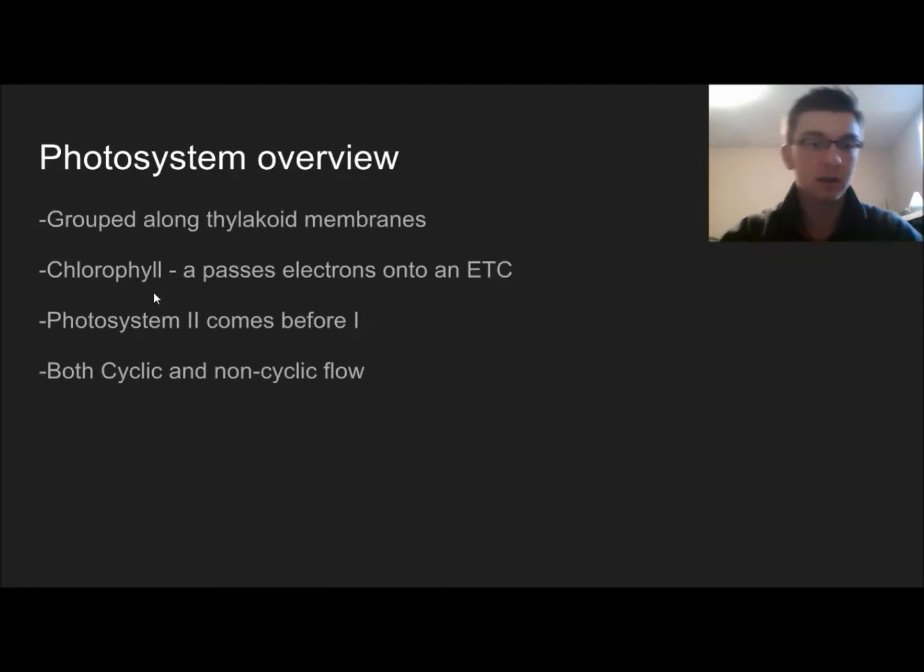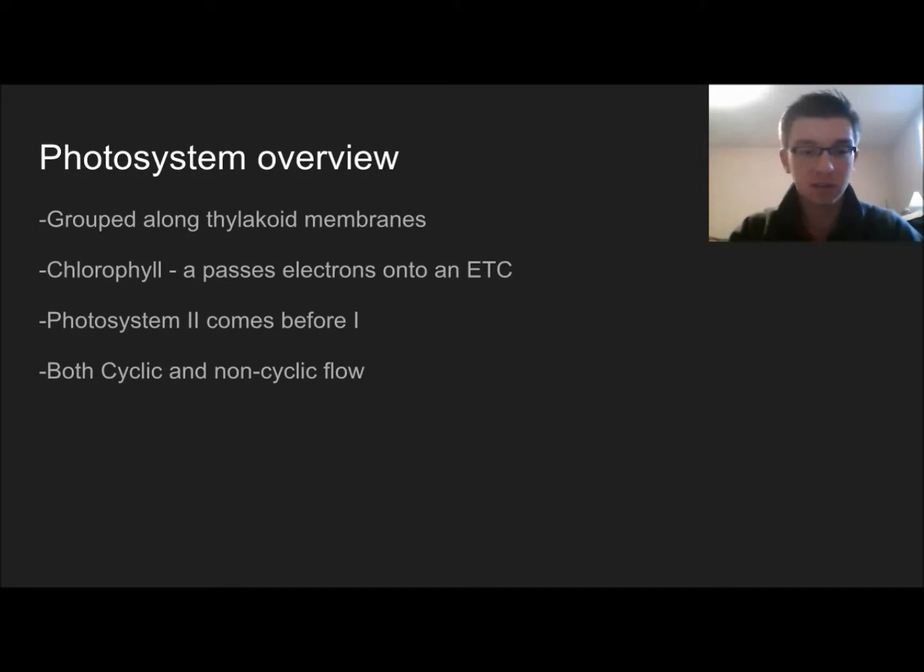So the photosystems. The photosystems are essentially electron transport chains that are grouped along the thylakoid membranes. So chlorophyll A passes these electrons onto an electron transport chain, which moves these down and creates one of the two products. Usually it passes hydrogen ions out, creating a gradient which forces them to come back through ATP synthase and therefore create ATP, which is passed on to the Calvin cycle.